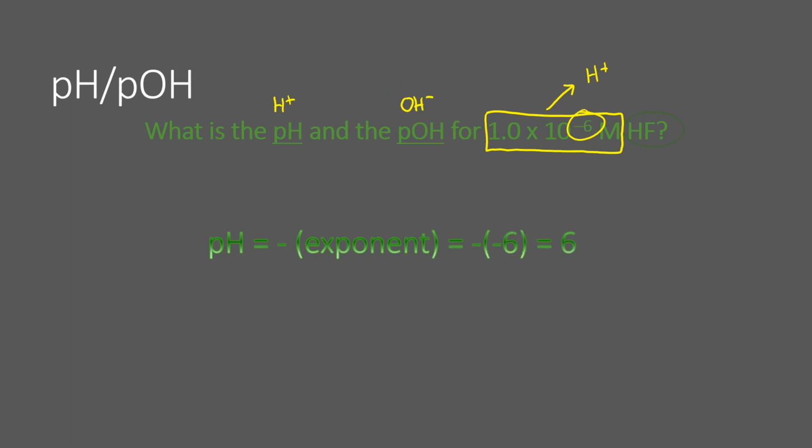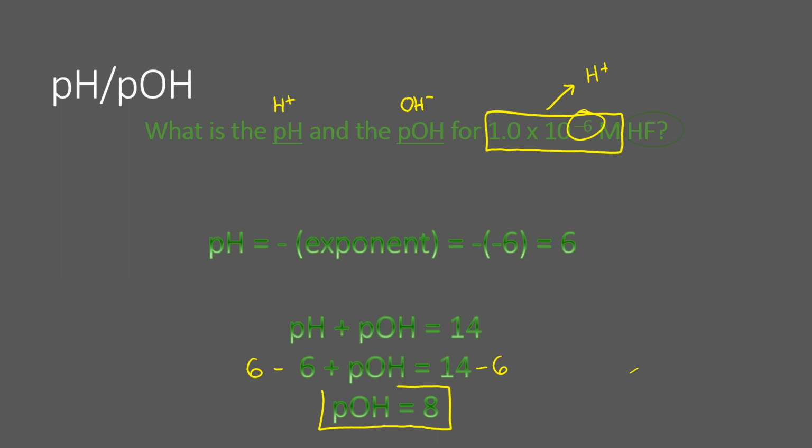In order to get my pOH, I simply use the equation pH plus pOH equals 14. I subtract 6 on both sides, and I get my pOH to be 8.